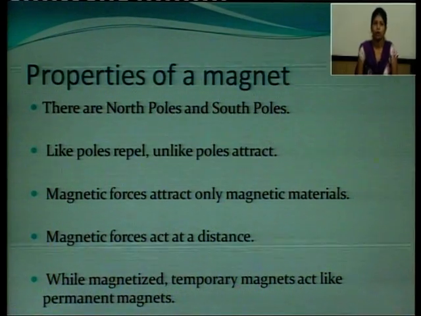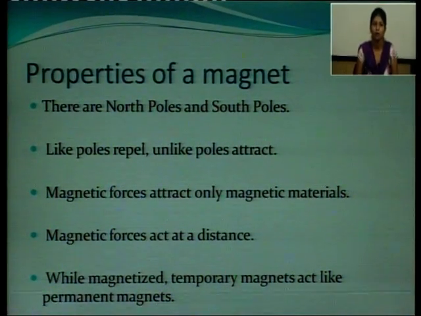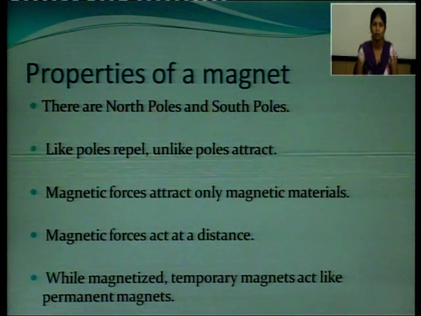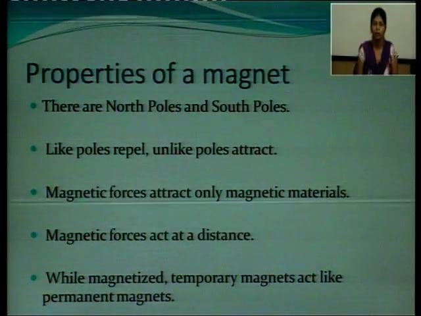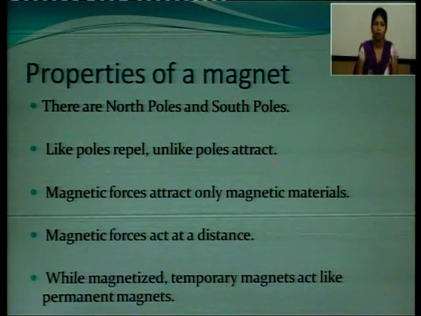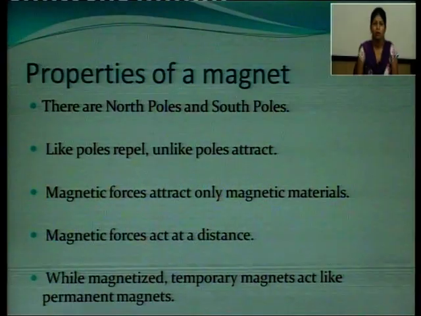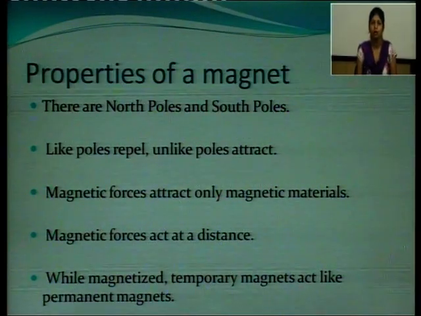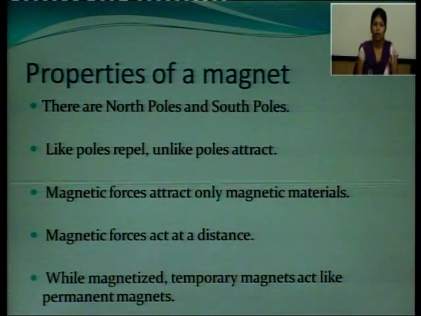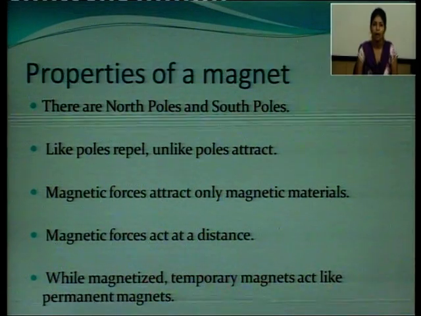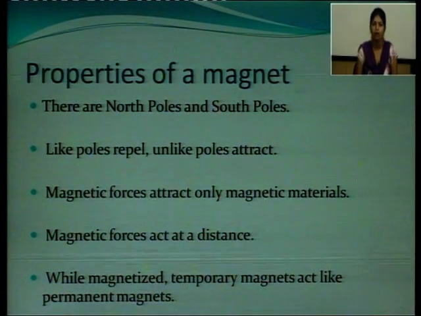Next is, what are the main properties of a magnet? First, for every magnet there are north poles and south poles. Like poles repel each other and unlike poles attract each other, means the same poles always repel each other and the different poles always attract each other. Third is, magnetic forces attract only magnetic materials and the magnetic forces act at a distance.